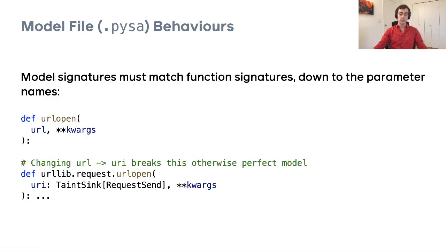Model signatures need to match the code that they're meant to model. The important places where they need to match are the function name, as well as the names of all the parameters. So in this example, we've matched the function name. We have the fully qualified name. However, as a typo, we typed out URI rather than URL. Having these parameters not match means that Pysa won't be able to realize that this urlopen corresponds to the urlopen in code, and it's going to throw an error. So it's very important to make sure that the function name and the parameters match.